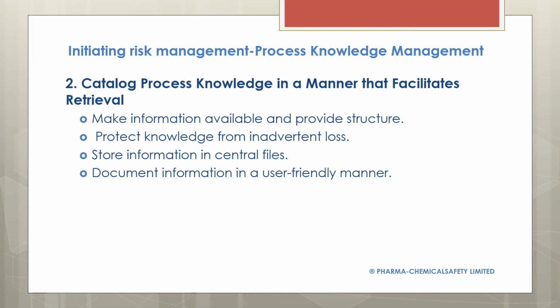Catalog process knowledge in a manner that facilitates retrieval. So make information available and provide a structure. So these SOPs, critical process parameters, technology transfer information, such as description of the process, steps of the process, equipment involved, process flow diagrams. In case of safety, that is the safety information. And in case of the ICH Q9, you have the safety information, but to protect the patient. Toxicology, MSDSs.